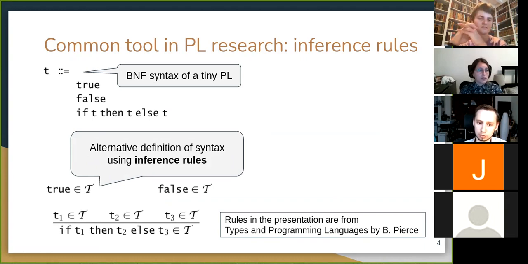So at the top of the slide, we have this simple definition of a syntax with a BNF. You're probably familiar with BNF, but the idea is just to tell, if we call a program T, then how can this program look like? So in this case, we say constants true and false are valid programs, and then we can write an if expression, and T recursively refers to itself.